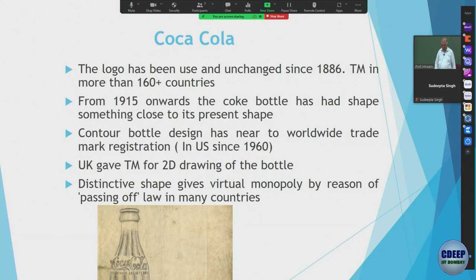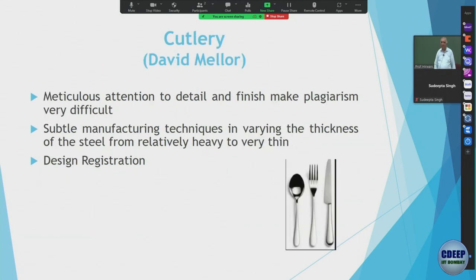Even cutlery, you know. In this case, this is a manufacturing technique which gives you varying thickness. So, that manufacturing process does get protection as a patent, but the product gets a design registration because of the way it looks, with varying thickness.